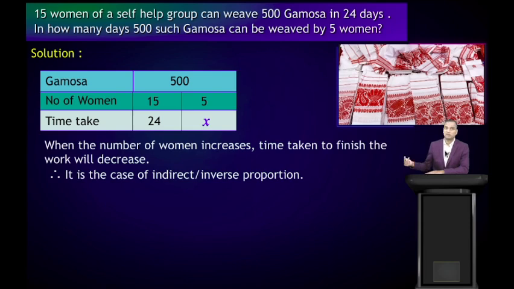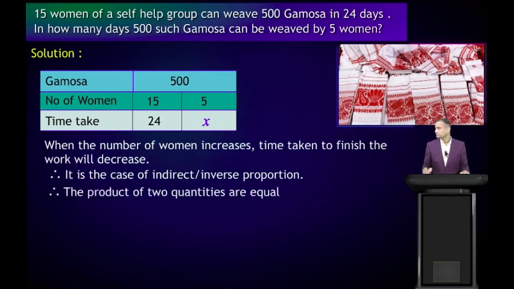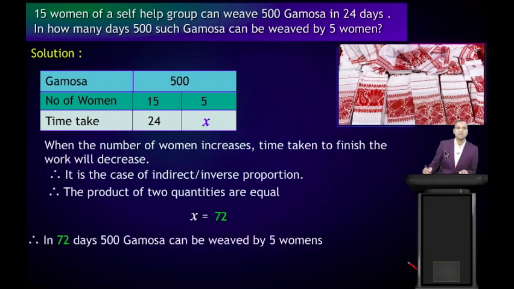Again, what is the rule? So it says, in indirect proportion, the product of quantities is equal. So the product of 15 into 24 is equal to, yes, very good, 5 into x. So here we can write this as 15 into 24 equals 5 into x. So from here we can find the value as 72. So the number of days is 72. In 72 days, 500 gamosas can be woven.